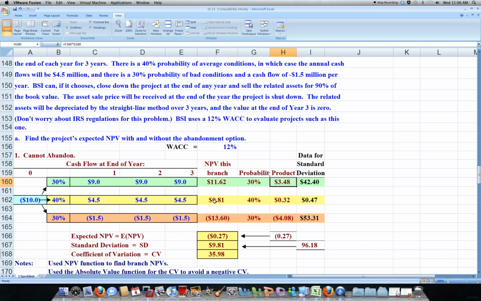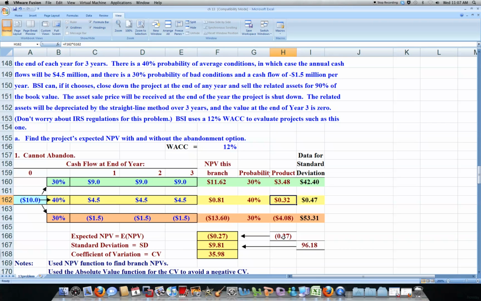We do the same thing for this. We find the NPV of just this branch, and we still use our same weighted average cost of capital. These are our values, and here are our cash flows at time 1, 2, and 3, and here's our cash flow at year 0. You can see it right here in the formula bar. Then we also multiply this times 40% to get our 0.32. You don't have to worry about standard deviation or coefficient of variation for this problem. Just disregard this. Then do the same thing for this last branch here.